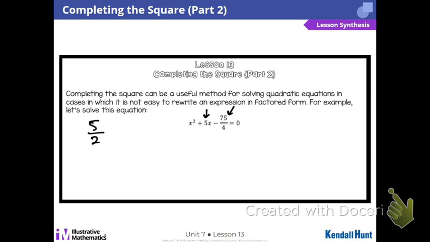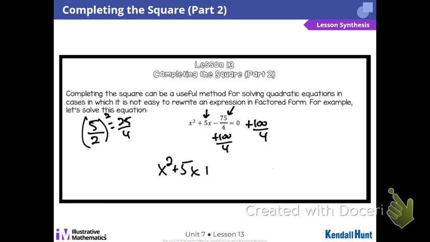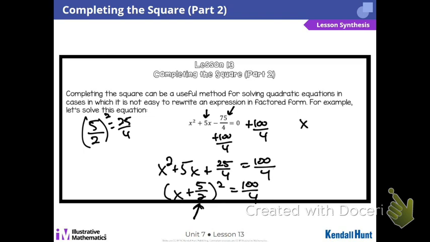I'm going to get that to be 25/4 by doing what? So I know that I want that to become, if I square this, right, 25/4, which means I need to add 100/4 to both sides. Then I'm left with x squared plus 5x plus 25/4, which is what I wanted, equals 100/4. So now, since we completed the square, we can factor this. X plus 5 halves squared equals 100/4, right? Adds to be 5x, multiplies to be that 25/4 now.